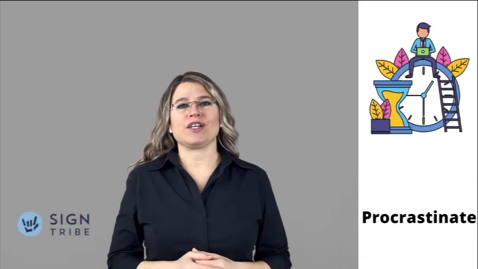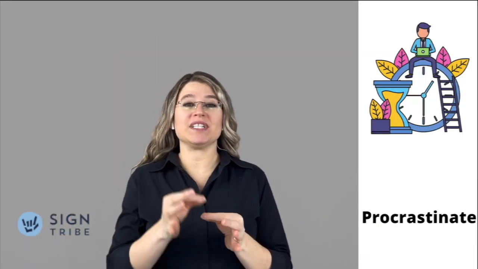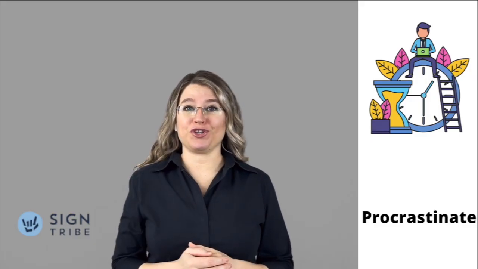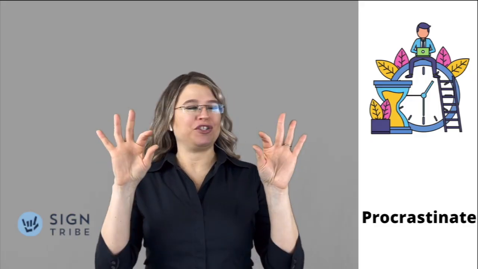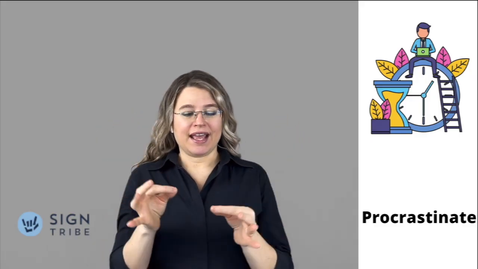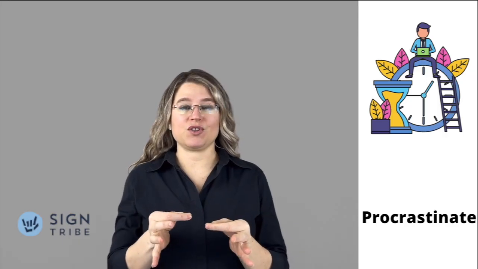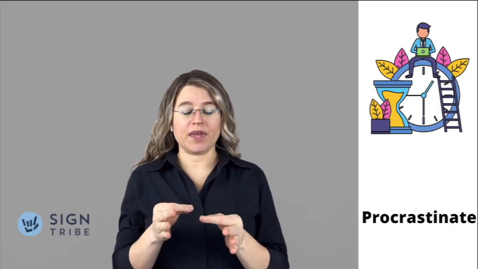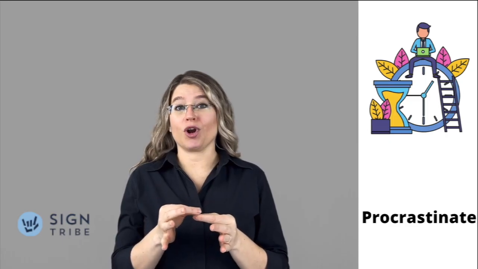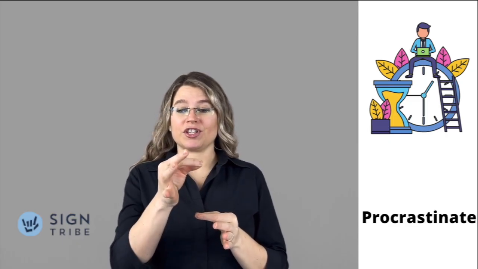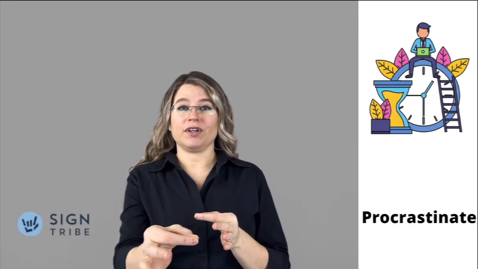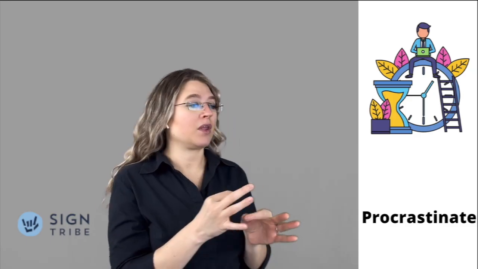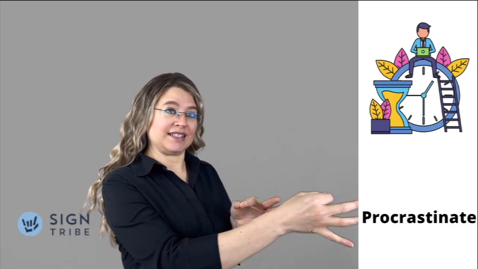Procrastinate. So with this sign, it means to delay or put off into the future. So make 2 F's or 9s and have them like this right in front of you where your fingers are pointing out forward. Your dominant hand is going to be more on top, and then you just go up and extend over out in front of you. Procrastinate.